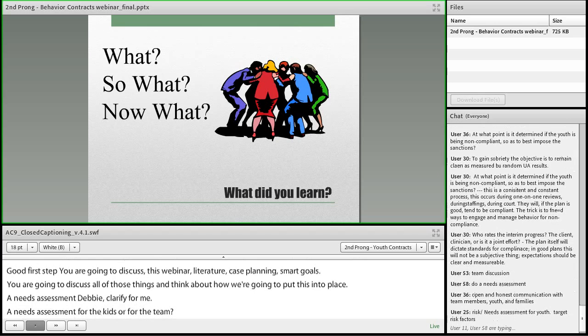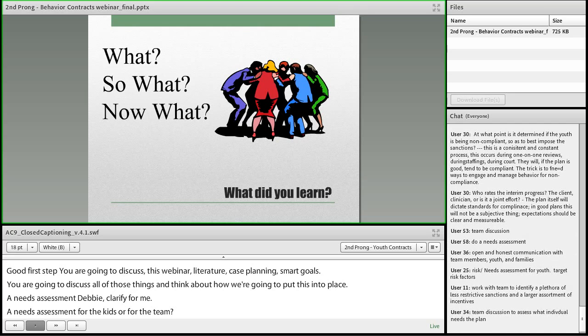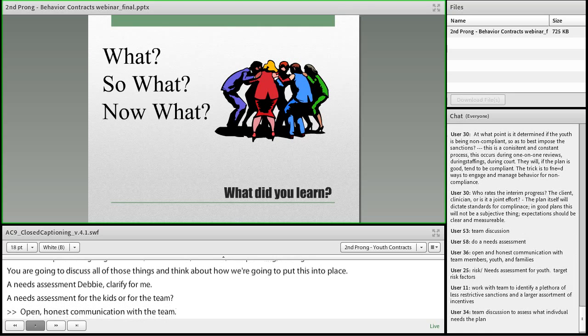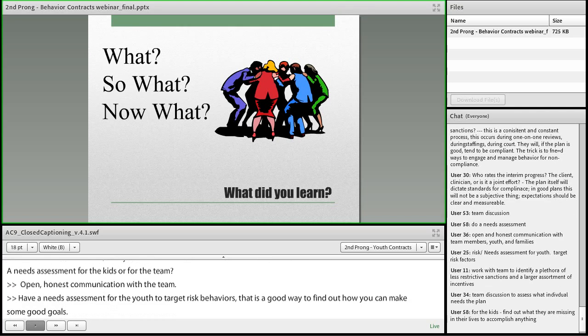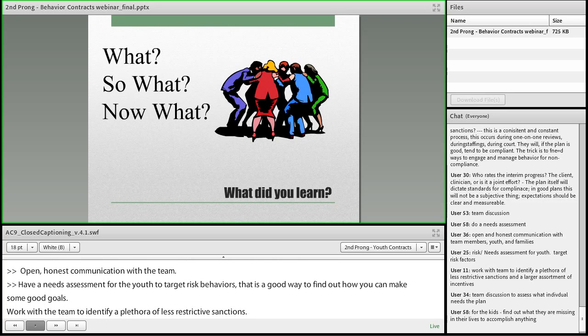Open, honest communication with the team. We have a needs assessment in place for the youth to target risk behaviors. That's a good way to find out how you can make some good goals. Work with the team to identify a plethora of less restrictive sanctions, so you have those on hand and the youth can select or choose maybe.